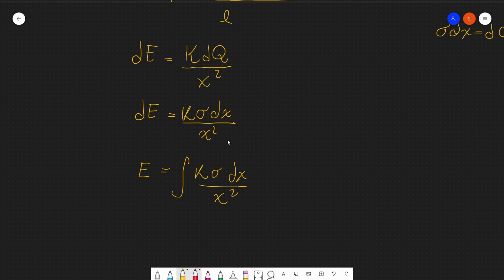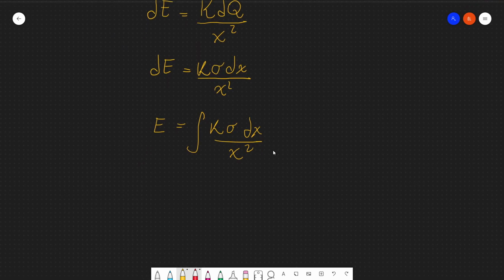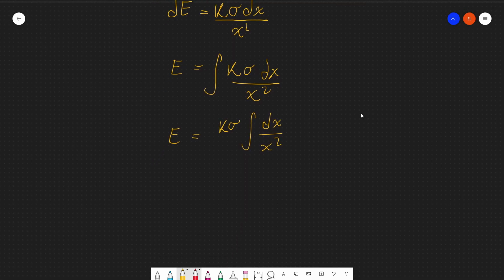So we know that k is a constant. It's 1 over 4 pi epsilon 0. And sigma is also a constant. It's the main thing that allowed us to get here. So we can just put them out of the integral. So it's k sigma times the integral of dx over x squared, which is much more manageable to integrate. Every Calc 1 student should be able to do this, no problem.